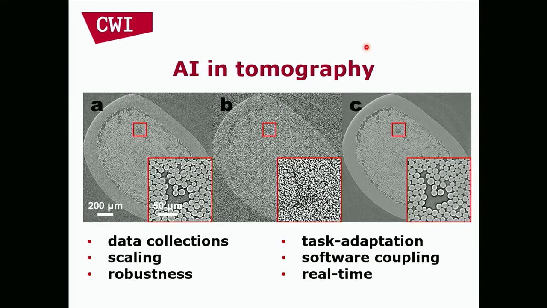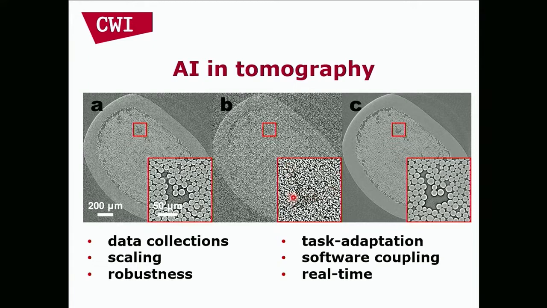So this is an example that a colleague of ours did. This is an X-ray scan of a fiber composite material. And this is a scan when you have high quality data. This is when instead you do a very quick scan. And as you can see, you can't really see any fine structure anymore.